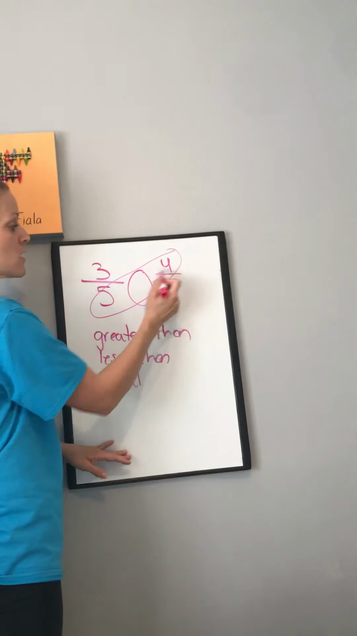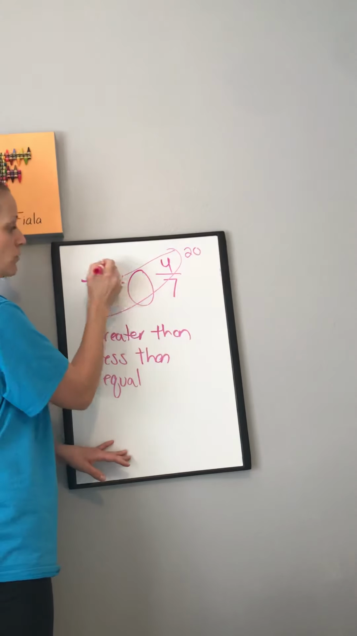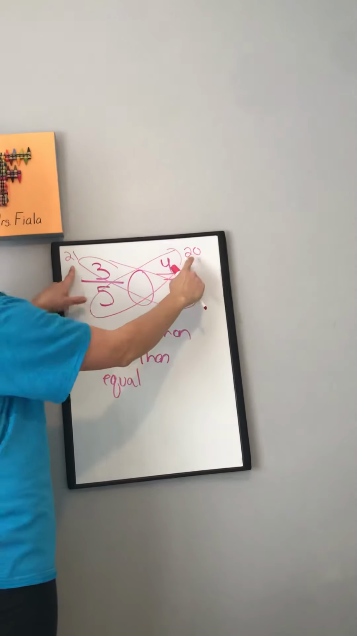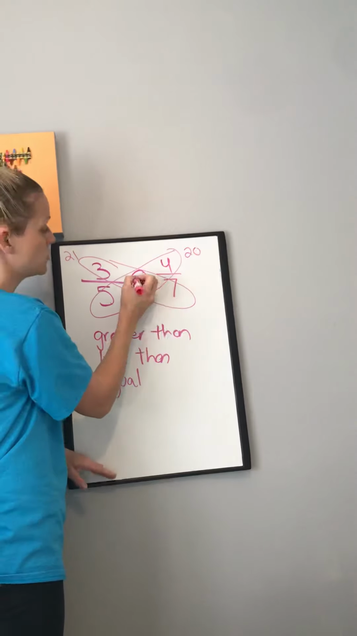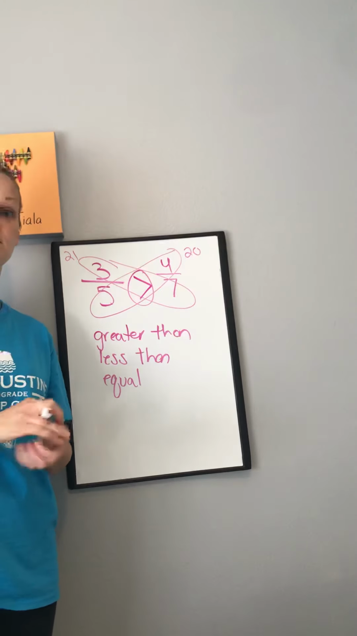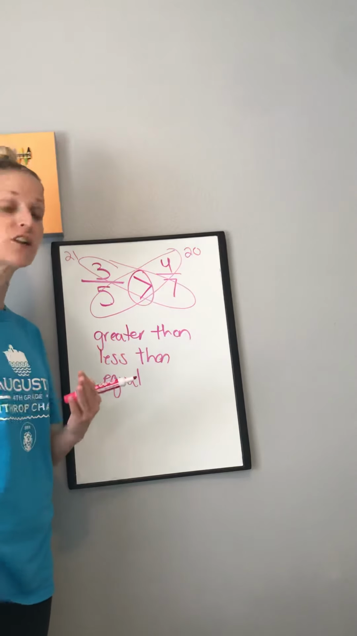So I'm going to do 4 times 5, which gives me 20. And then I'm going to do 3 times 7, which gives me 21. So what's greater, 21 or 20? 21 is greater, so 3/5 is greater than 4/7. Okay? And you have two questions where you have to compare fractions.